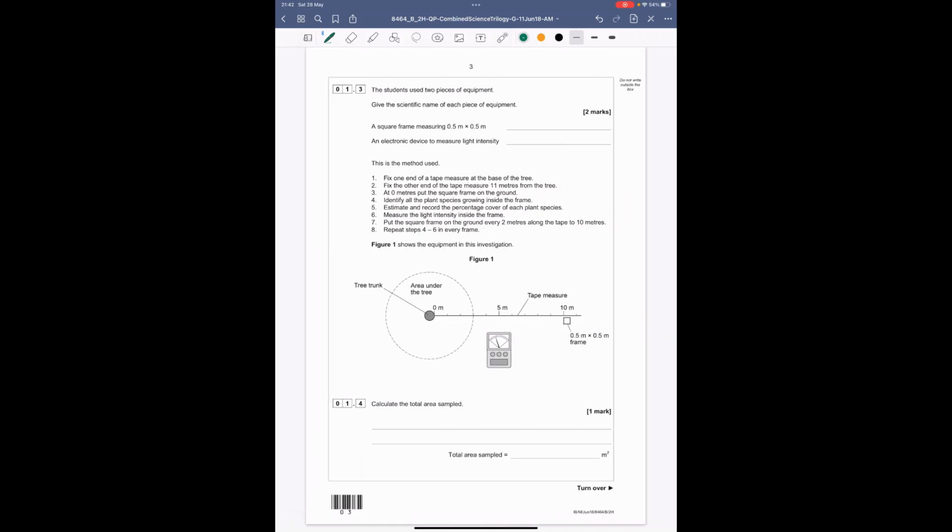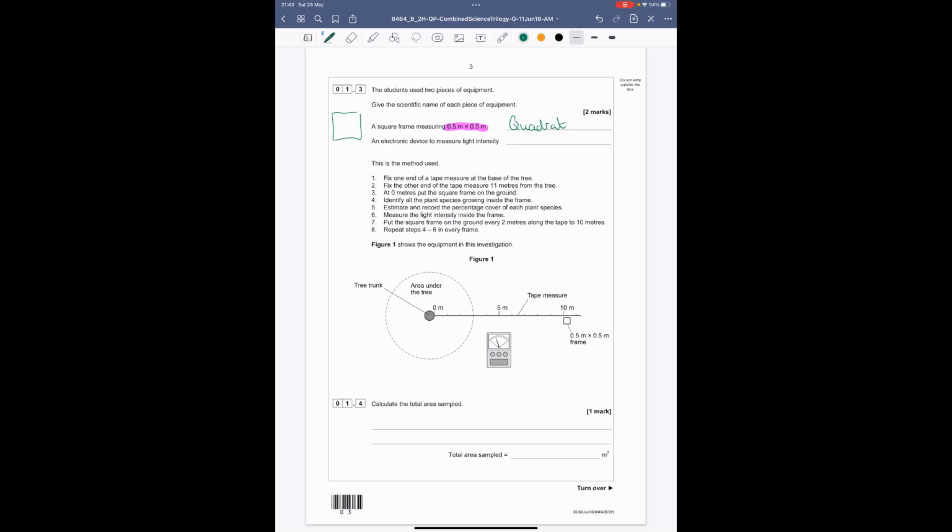Question 1.3 then. The students used 2 pieces of equipment. Give the scientific name of each piece of equipment. So a square frame measuring 0.5 metre by 0.5 metre and an electronic device to measure light intensity. Well, hopefully you went onto the field when you were at school and maybe you were counting daisies or a different species, and the metal grid you used would be a quadrat. Now, quadrats don't have to be half a metre by half a metre. Quite often they're 1 metre by 1 metre, but they come in different sizes.